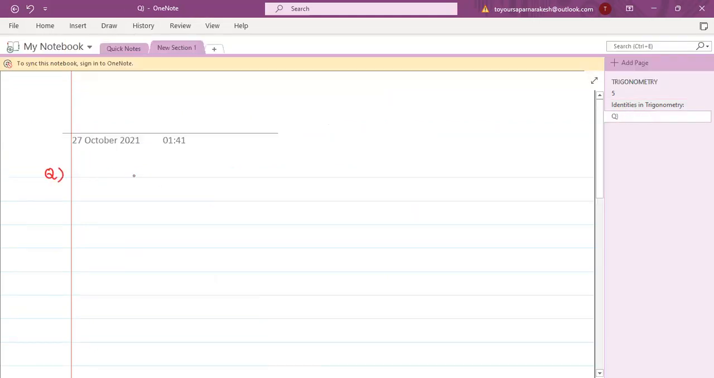For example, we are given cos theta equal to 12 upon 13. We have to find sin theta, and also we have to find tan theta. Okay, now see the solution.